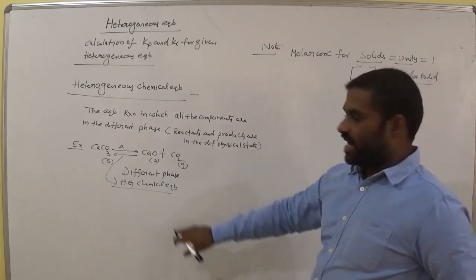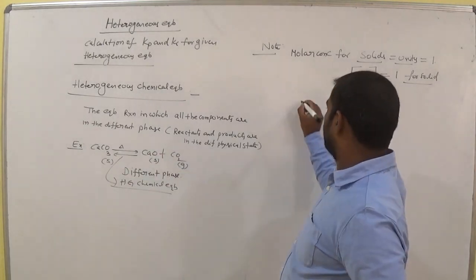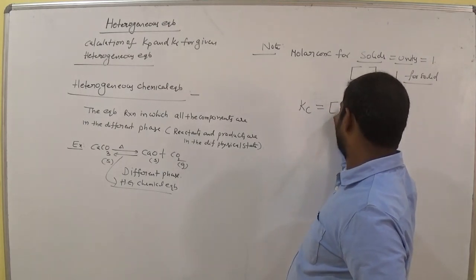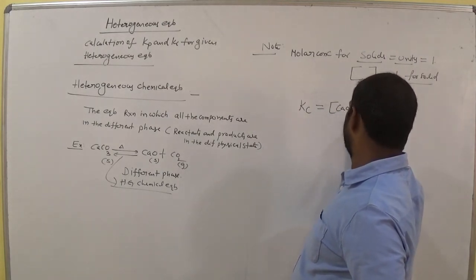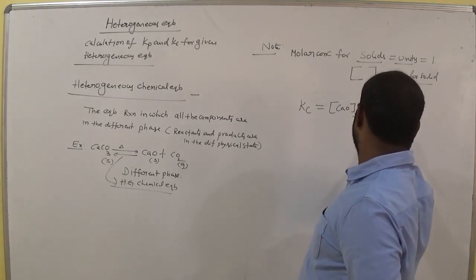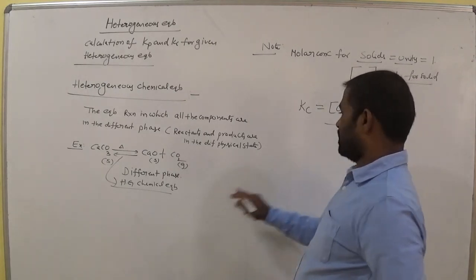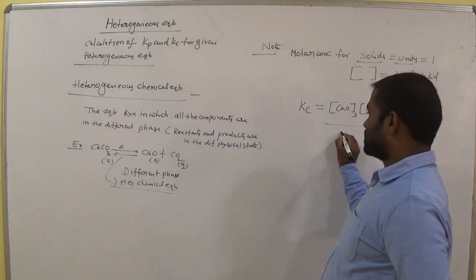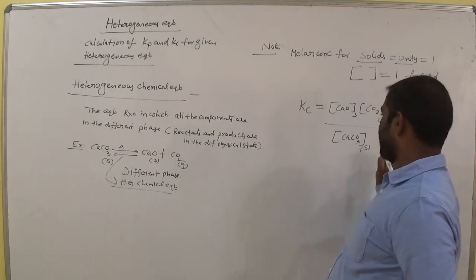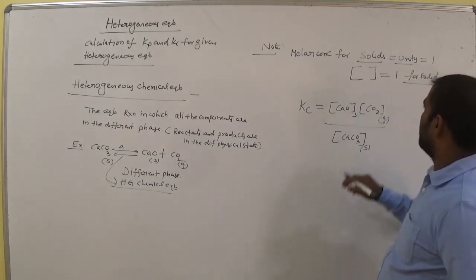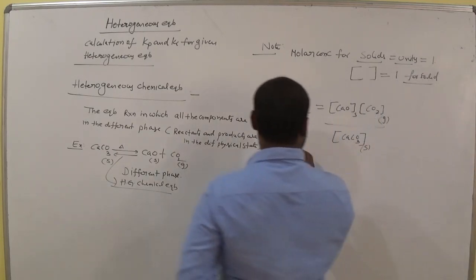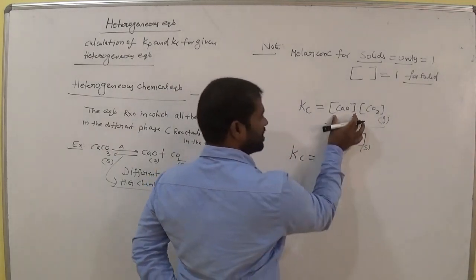Okay. So just write the Kc expression for this equation. Kc equals molar concentration of products. What is it? Calcium oxide, which is in solid state, and CO2, which is in gaseous state. Remember these physical states. And what about here? Molar concentration of calcium carbonate, which is in solid state. We just discussed molar concentration for solids. How much? 1.